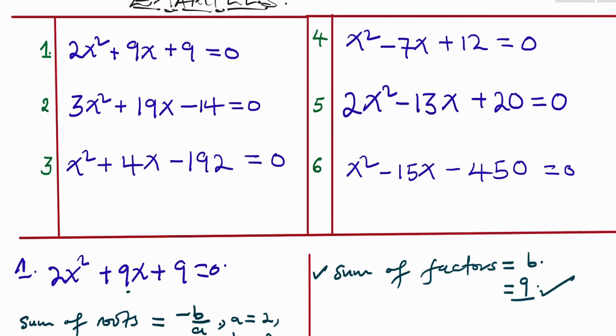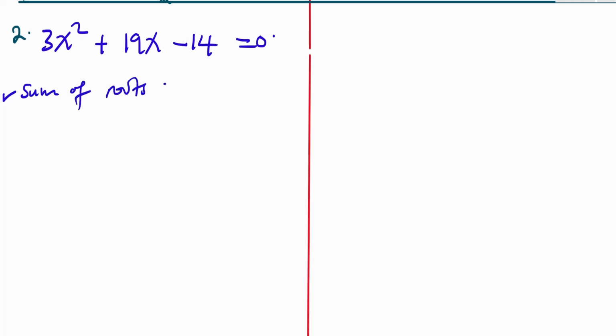We're having 3x squared plus 19x minus 14 equals 0. So we begin with getting the sum of roots. We said it equals negative b divided by a. From this equation, our a is equal to 3, whereas our b equals 19. As we substitute in, we are getting our negative b, which is negative 19, divided by our a, which is 3. And this becomes the sum of roots.